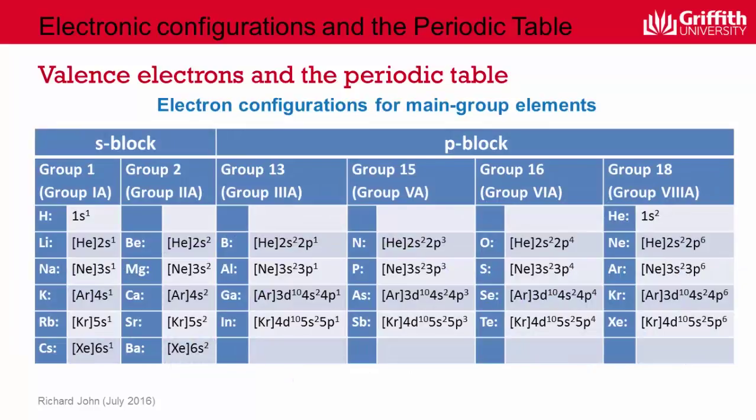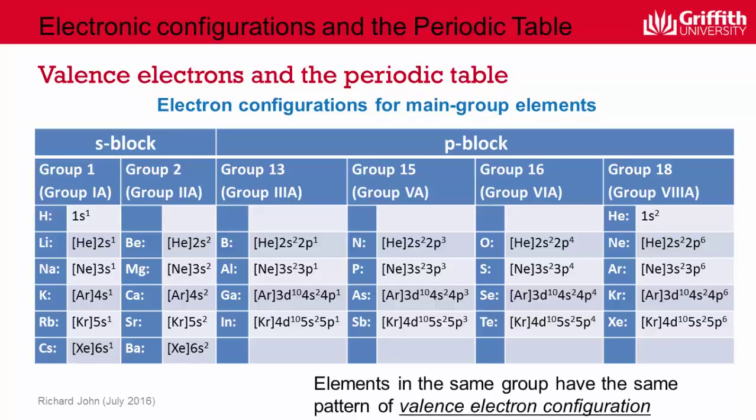This table here shows the condensed electron configurations for the main group elements, that is, elements that appear in the s block and p blocks of the periodic table. Now, what is evident here is that the electron configurations are not only related to the overall structure of the periodic table, but closely related to the specific position of an element within the periodic table. We can see that the periodic table is structured so that elements in the same group have the same pattern of valence shell electron configurations.